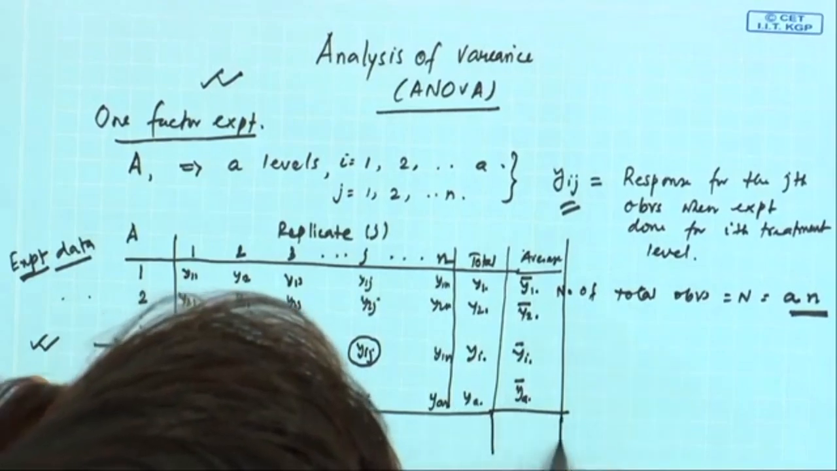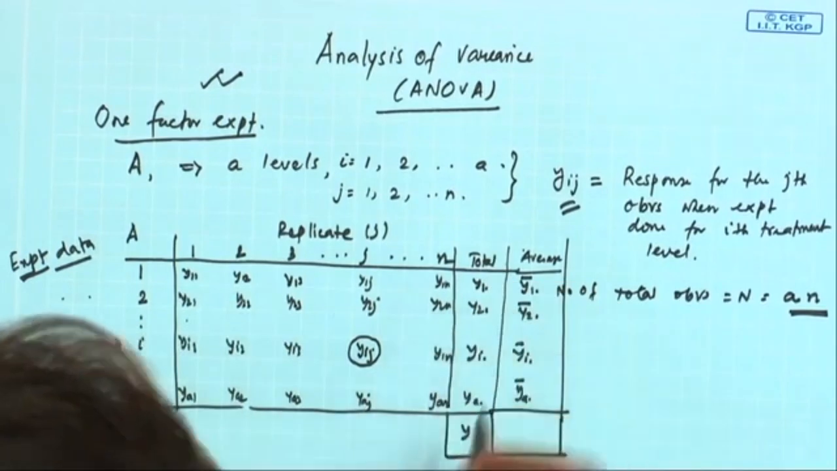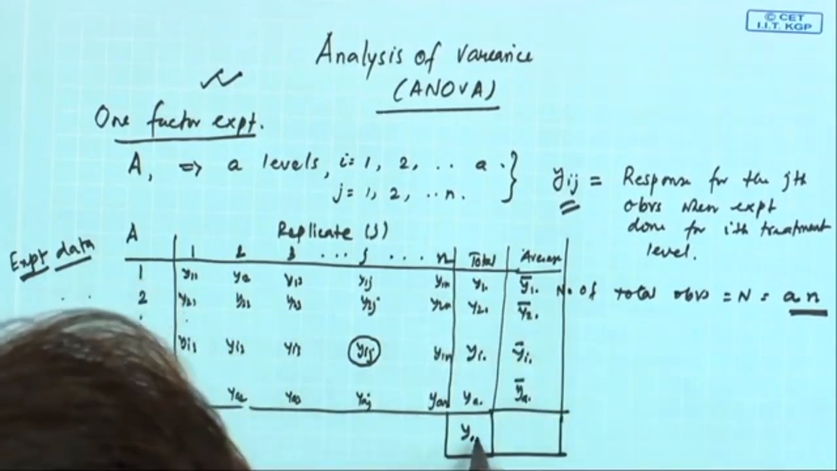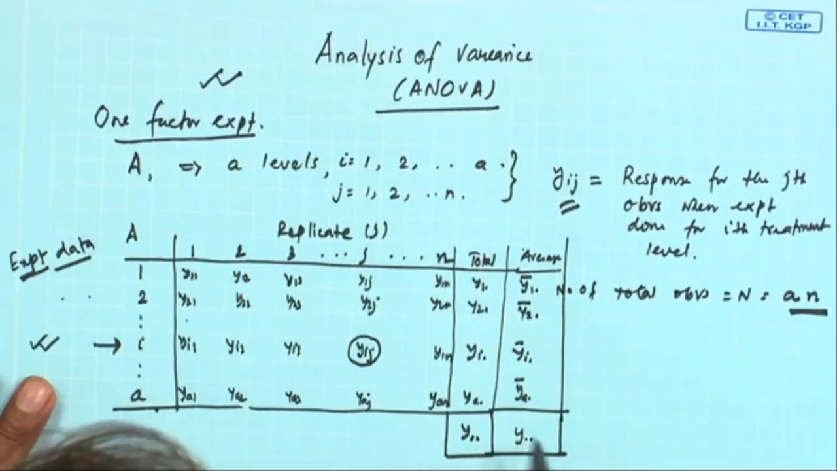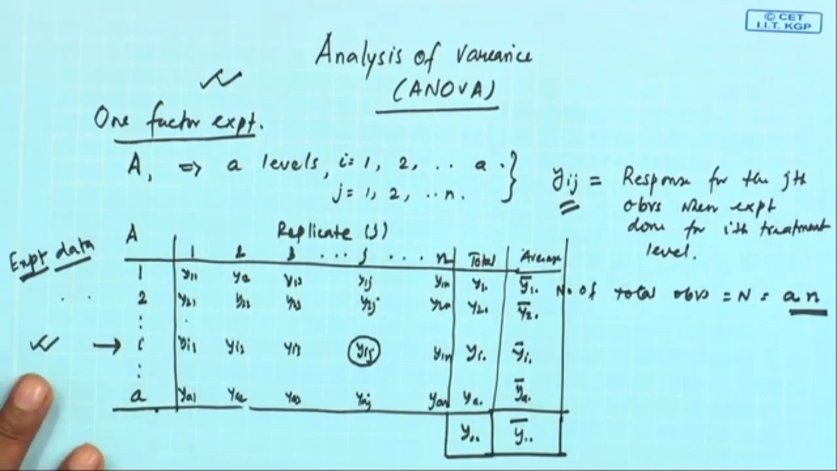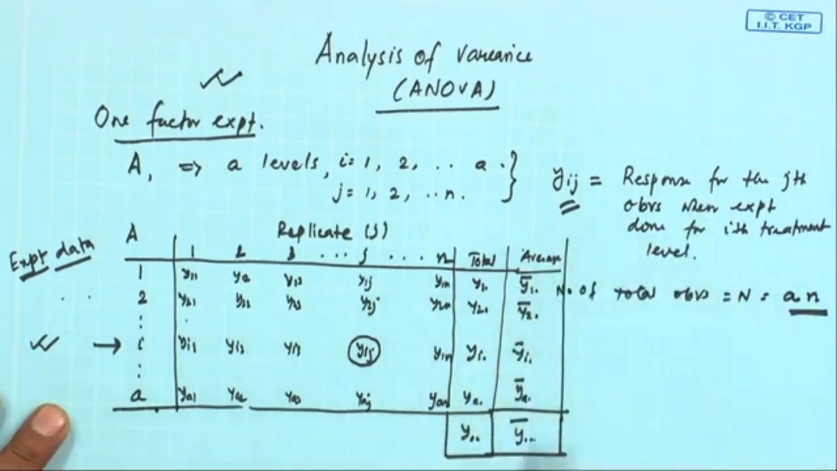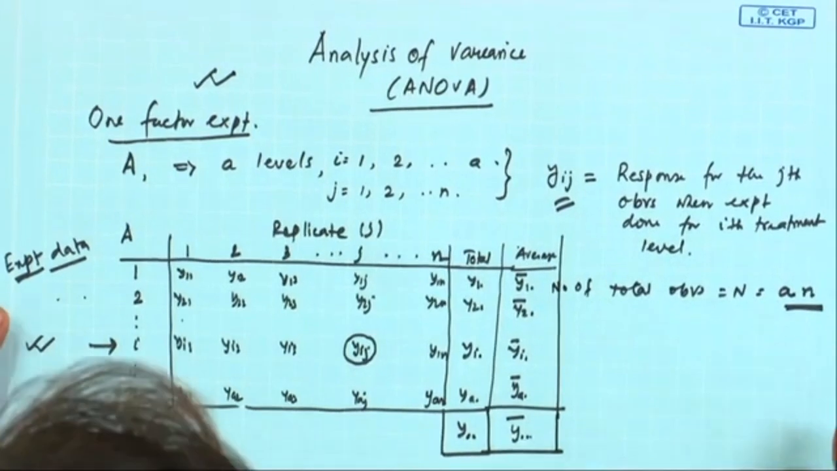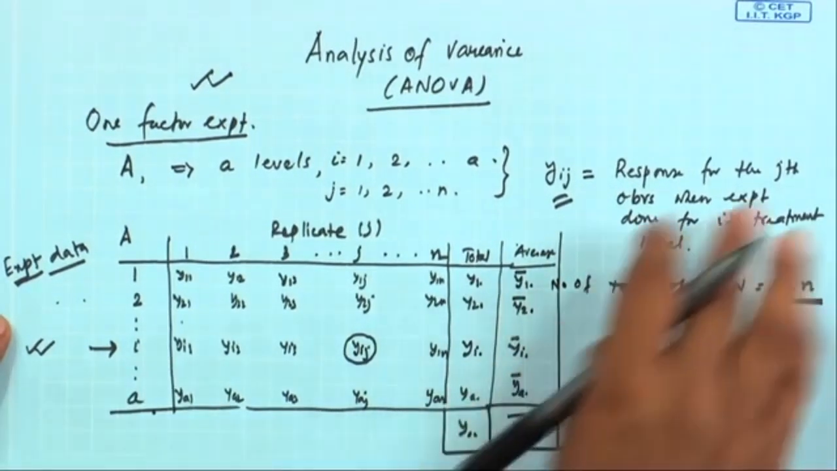And then someone may be interested to know the total of all the observations, y dot dot, and the grand average, y dot dot bar. Okay. So, you know how to compute average, how to make total, all those things. So, this is what is there, but we will proceed further.